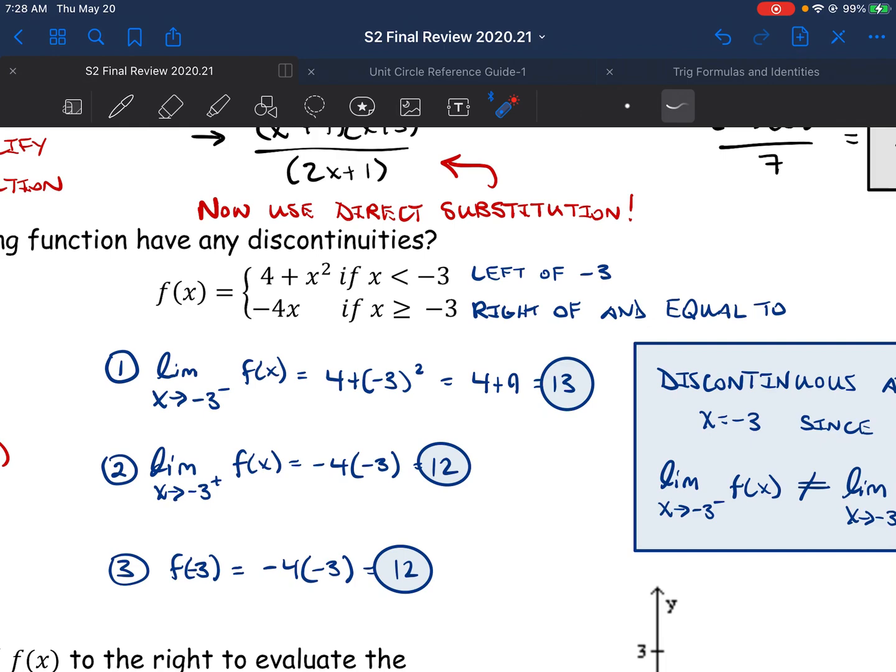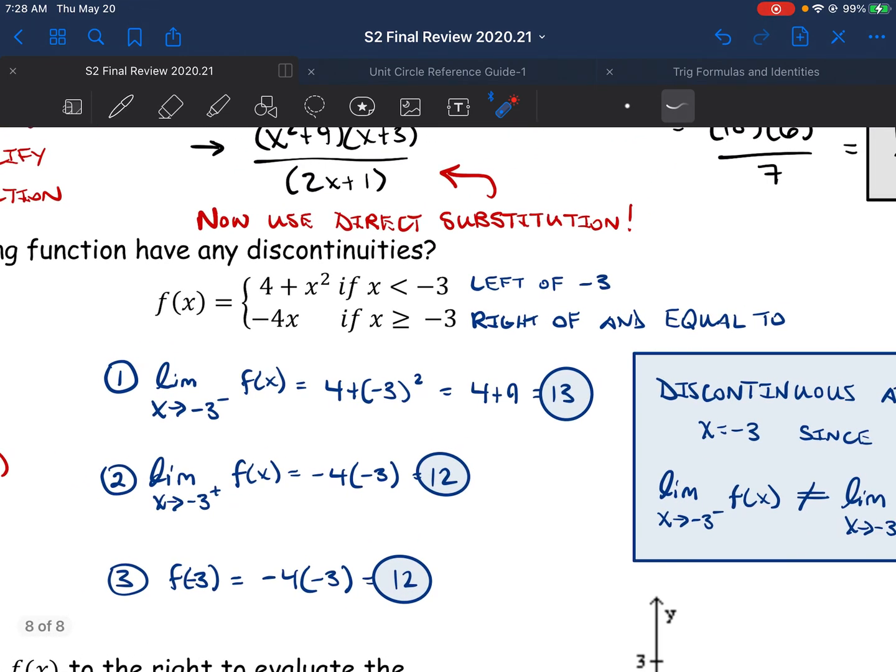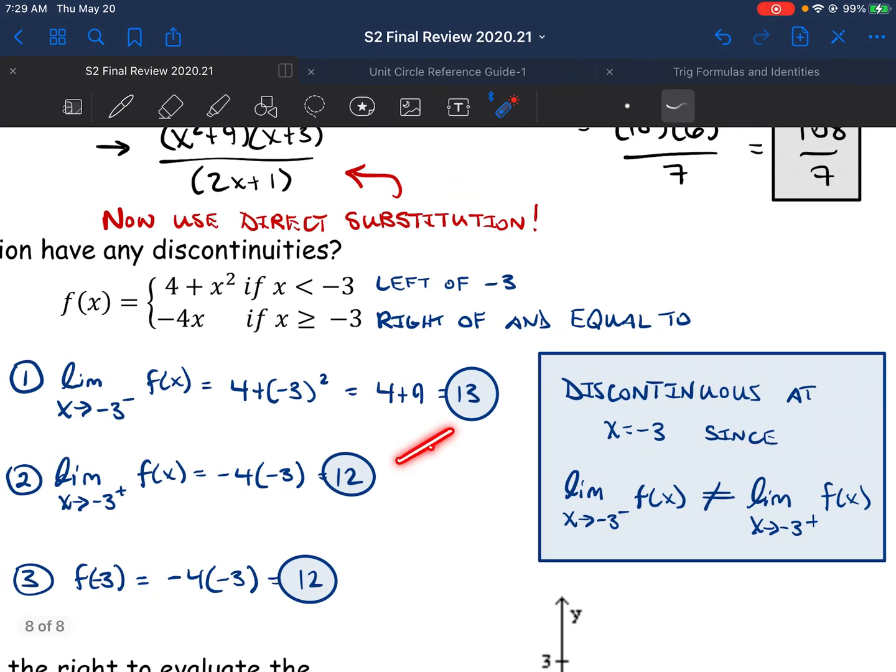Now, at this point, we can actually stop. Notice that the left-sided limit and the right-sided limit are not the exact same number. Therefore, this function would be discontinuous at x equals negative 3. I took it one tiny step further. I went ahead and just showed what the function value at negative 3 is. But you can see at negative 3, when x is equal to negative 3, you're still using negative 4x. So you'd get 12. But that doesn't impact the problem because we can already see that the left and right side limits are not equal to each other.